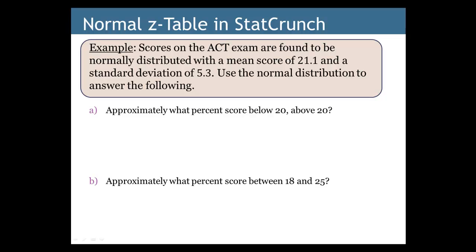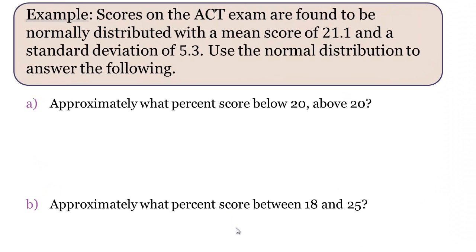It says approximately what percent score below 20 and above 20. And then below it says what percent score between 18 and 25. So if I was to do this, certainly I need to find the Z-score for 20. And there it is. It's negative 0.2075.